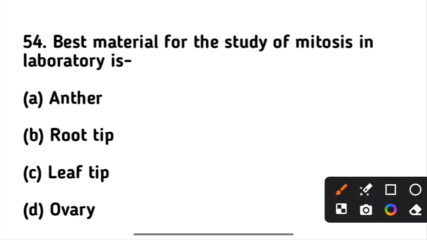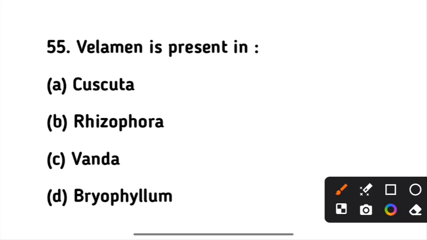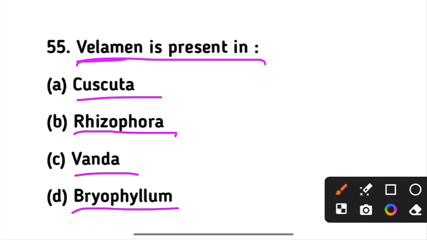Next question. The best material for the study of mitosis in the laboratory is: option A anther, root tip, leaf tip, ovary. Option B is correct, root tip. The best material for the study of mitosis in a laboratory is root tip. Next question. Velamen is present in Vanda, Rhizophora, Bryophyllum. Option C is correct, Vanda. Velamen is present in Vanda.